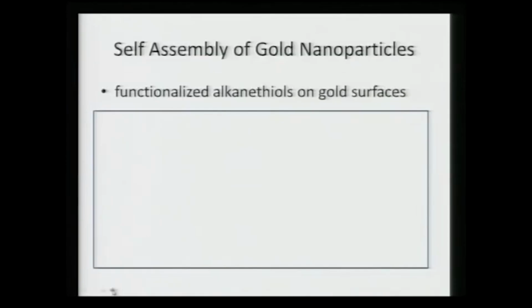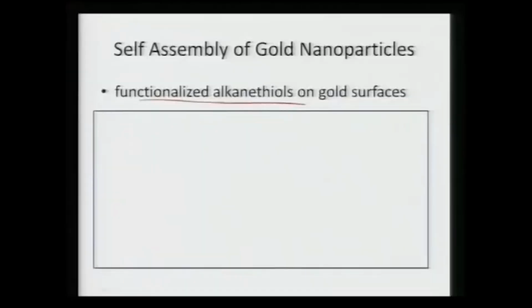And the second part of self assembly can again be attained by these thiols. So, we can get functionalized alkane thiols on the gold surfaces. So, we can have a thiol solution, and this sulfur group has high affinity for the noble materials such as gold, silver, copper and so on.